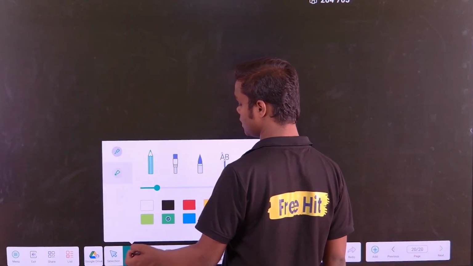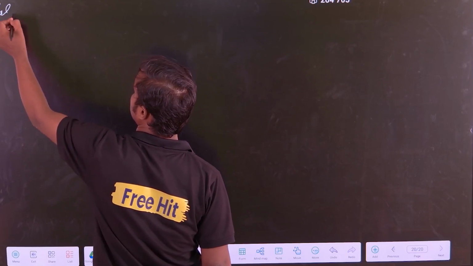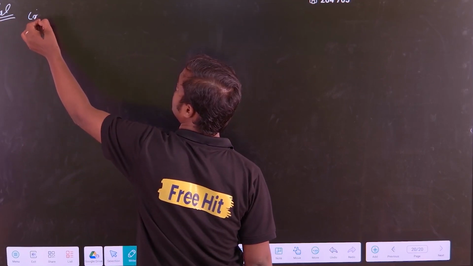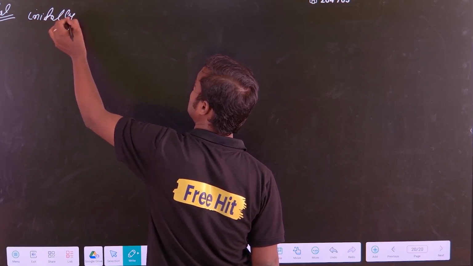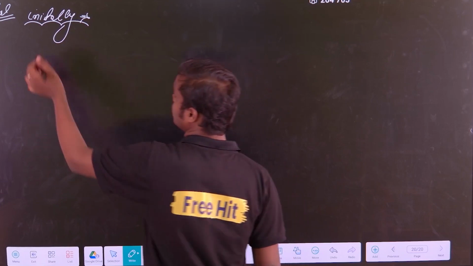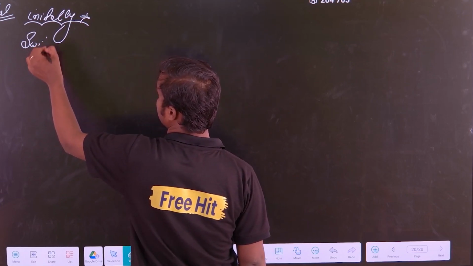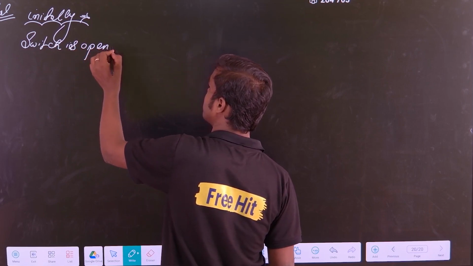See, what is the initial circuit we have? Initially, I am writing the solution for that question. Initially what they have told is that the switch is open, because they are asking what happens after the switch is closed. So initially the switch is open. That is given.